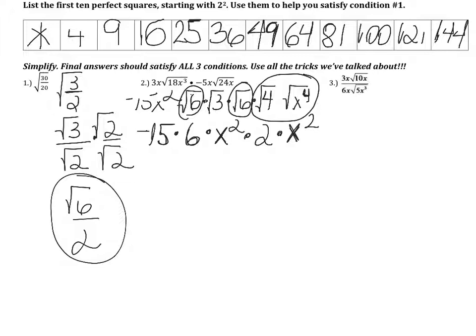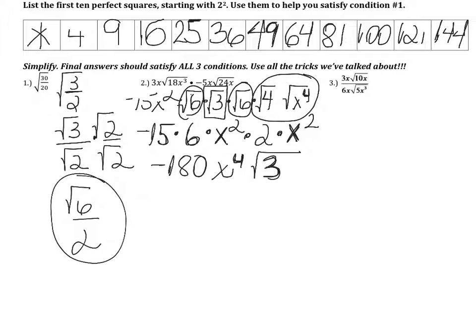And so far, all the stuff on the outside, I'm going to have negative 15 times 6 times 2. Negative 15 times 2 is negative 30, and then negative 30 times 6 is going to give me negative 180. So on the outside, I'm going to have negative 180 x to the fourth, because I can put those two x squareds together. And then inside my radical, what's left over is the square root of 3. So I'm going to have the square root of 3 there.